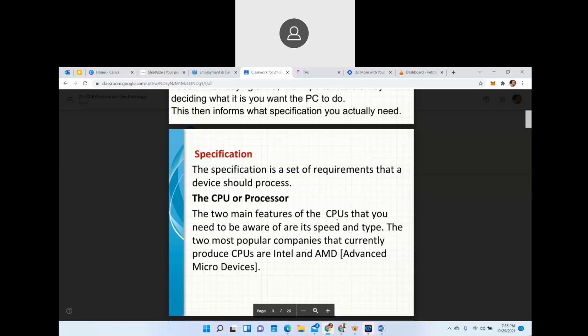Now, the two features of a CPU that you need to be aware of are its speed and type, right? So you have different types of processors and different speeds of processors, all right? The two companies that actually make processors are Intel and AMD. So you have to know, okay, do I want an Intel processor or an AMD processor? Intel is more popular than AMD, right? Because Intel markets its products more than AMD.